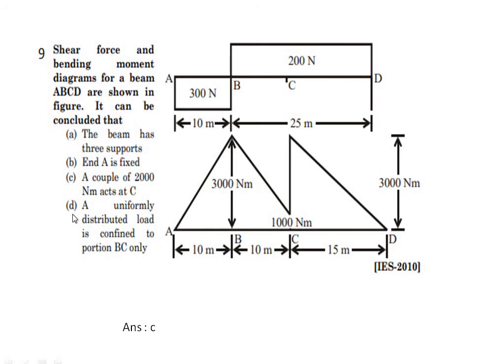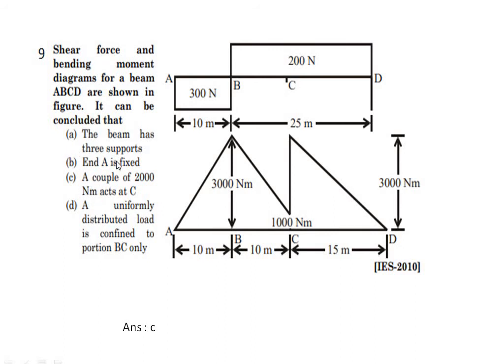Okay, and the D, a uniformly distributed load is confined to the portion BC. Which is saying that from B to C there is a uniformly distributed load. So in the shear force diagram, if there is a uniformly distributed load from B to C, there should be a linear variation or a slanting line from B to C in the shear force diagram, but it is not there. So you can eliminate A, B and D. So the answer is going to be C.